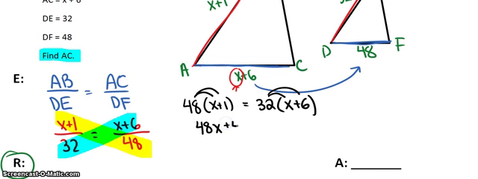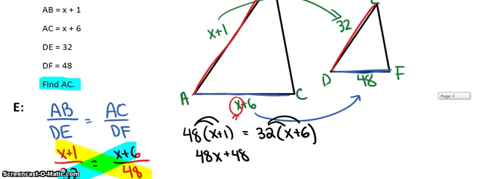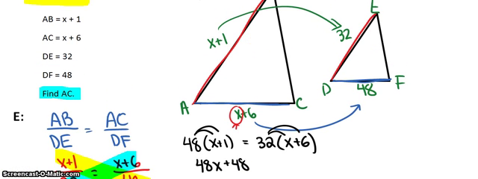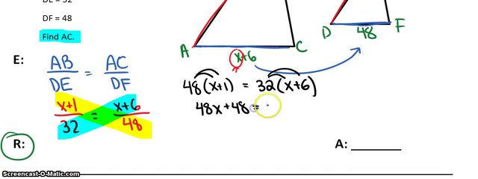So 48 times x is 48x. 48 times 1 is 48. So you see I had to scale both the x and the 1, or multiply them both, not just the x. Okay, 32 times x will give me 32x, and 32 times 6 will give me 192. And now I can just solve this equation for x. So I'm going to pause the video. I want you to go ahead and solve now that I've done the distributing and see what you get.